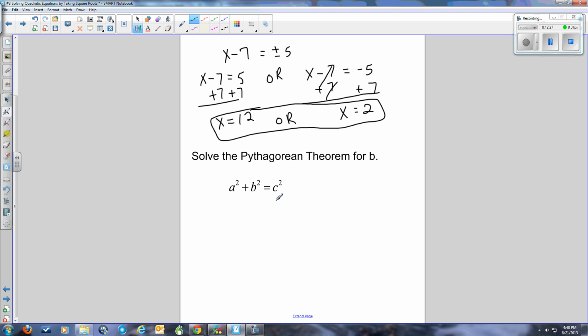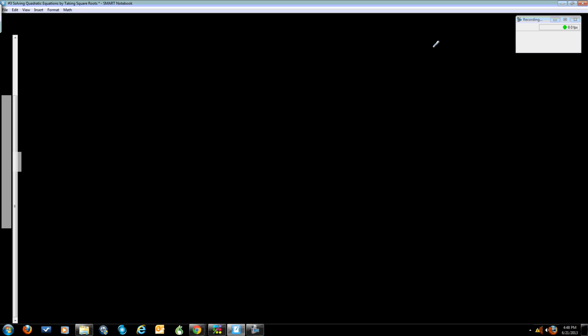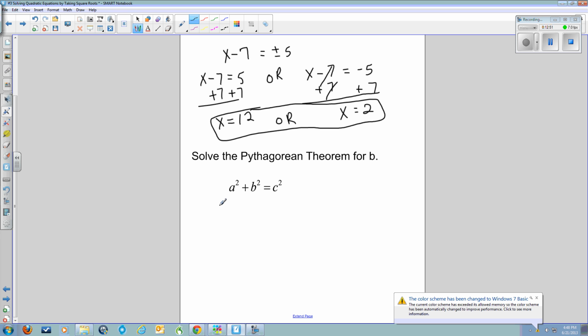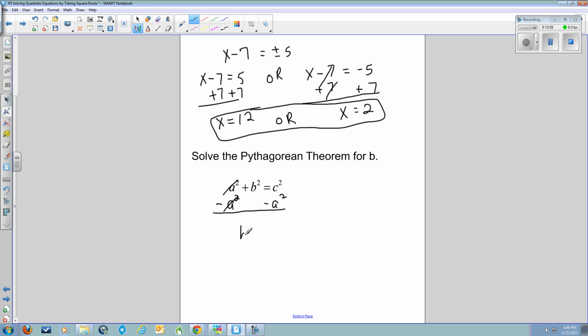Now, this next one, this is a literal equation. Let's solve the Pythagorean theorem for side B. Remember, this is for a right triangle. So if we wanted to find the length of one side of a right triangle using the Pythagorean theorem, and it was not the hypotenuse, let's say it's side B, what we're going to do, solve for B, let's start by subtracting a squared from each side. The a squareds cancel on the left. So we have b squared is equal to c squared minus a squared.